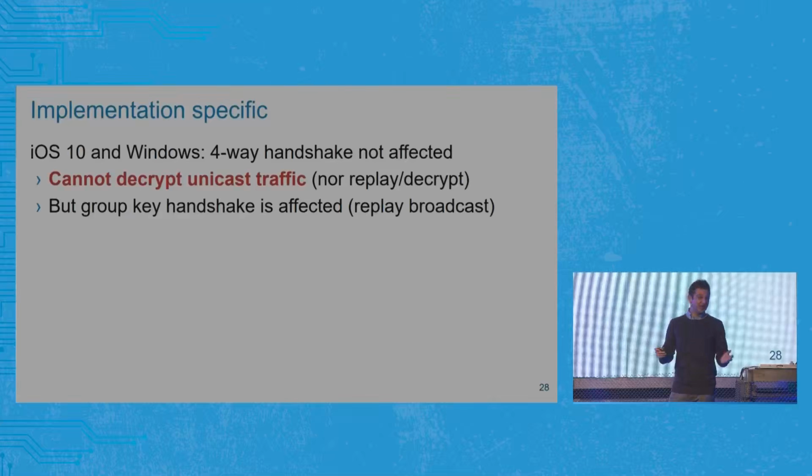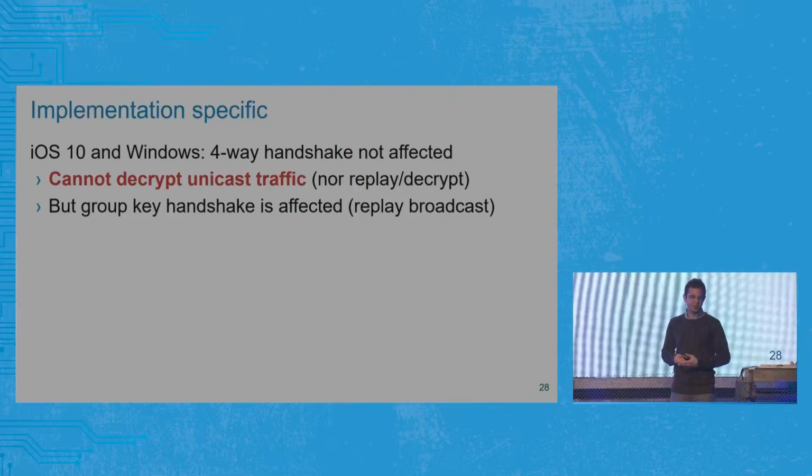So that's not all that influences the impact of the attack. Another important consideration is which specific implementation you are attacking. For example, if you look at iOS 10 on Windows, they don't really follow the standard, and because of that, the four-way handshake is not vulnerable. We cannot attack it.